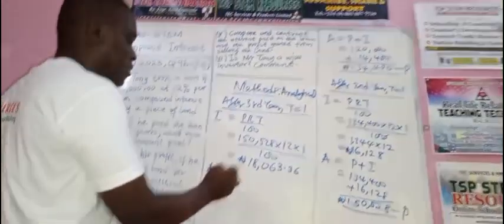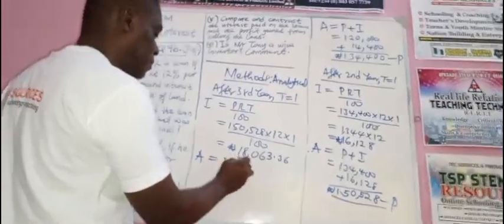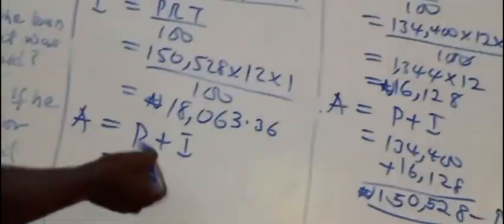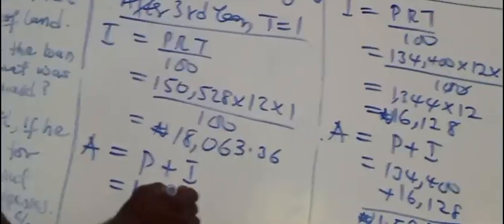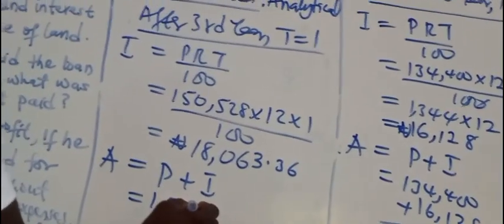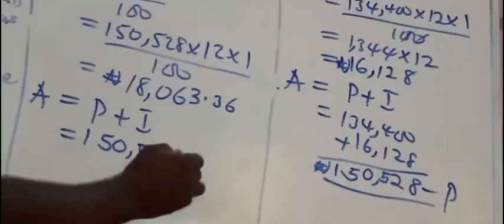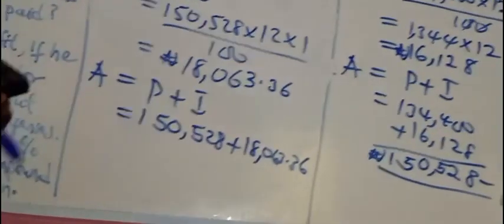Now, let's calculate the amount at the end of the third year. The amount is the principal plus interest. The principal now is 150,528, plus this amount, 18,063.36. Now let's add that together.